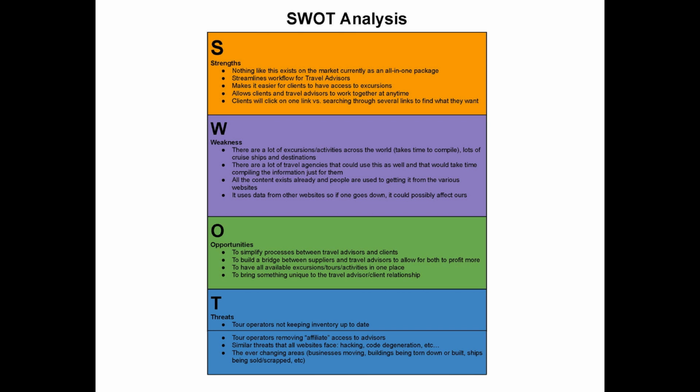Our weaknesses are, there are a lot of cruises, there are a lot of destinations, there are a lot of activities and excursions across the world. So it's going to take a lot of time to compile all that, or to find APIs that work to bring all that information into one place. Another downside is there are a lot of travel agencies that could use this as well, and it would take time getting the information from them and making sure that their brand is within their brand standards on the app. The content exists and people are used to getting it from the various websites, so they may not want to change the way they do, because some people just don't like change. And another weakness is it uses data from a lot of other places. So if one part of it goes down, it could possibly affect ours.